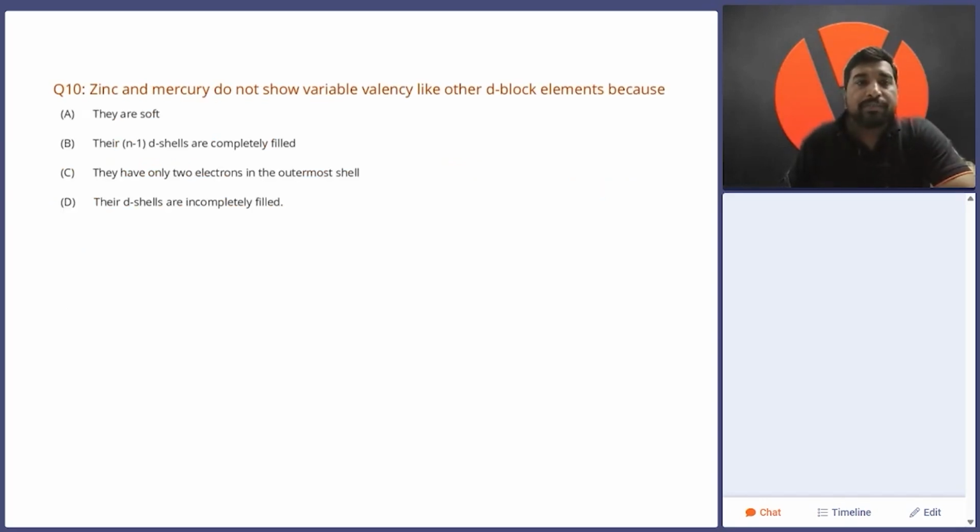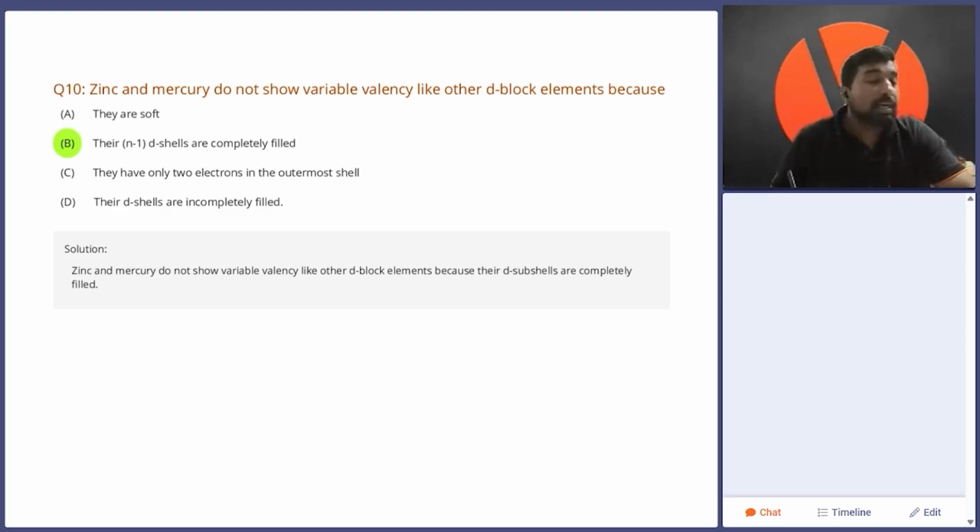Come to the next one. Zinc and mercury do not show variable valency like other d-block elements, because in this case the (n minus 1) d shell is completely filled. This is the reason they do not show variable oxidation states, like other d-block elements do. So what is the right option? Yes, B is the right option.